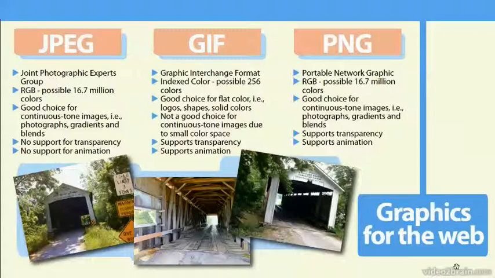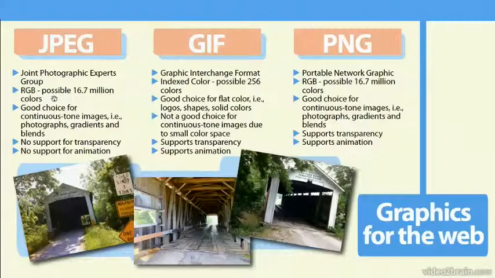So these are the three main types of images that we use on the web. We have JPEG, we have GIF, and we have PNG. So the JPEG, let's talk about that one first and some of the pluses and minuses of it. JPEG stands for Joint Photographic Experts Group. That's great information to have if you're ever at a Photoshop trivia party like I am.